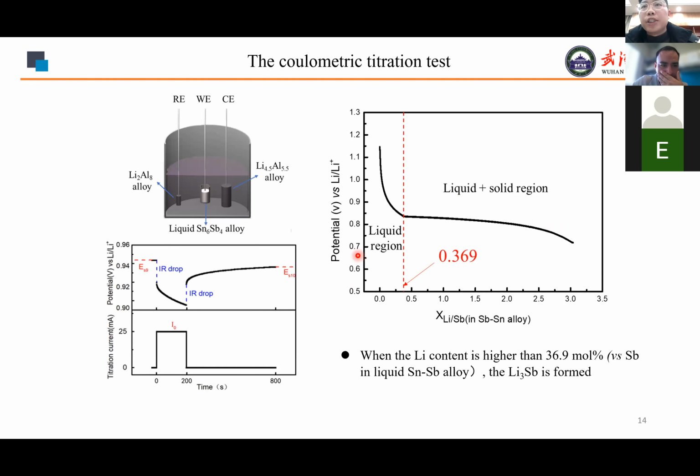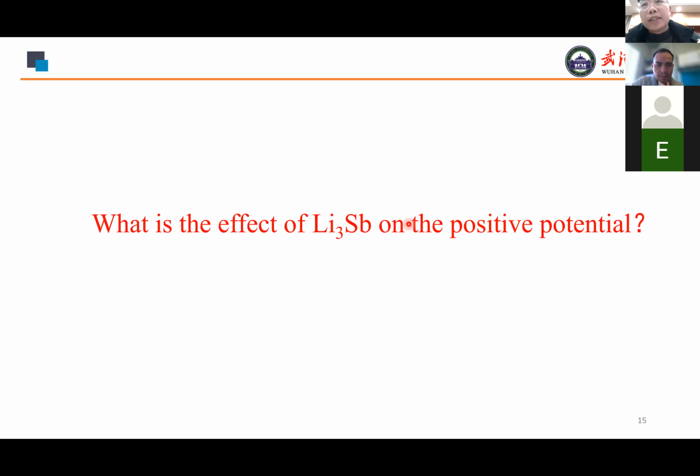By coulombic titration test, the curve of the equilibrium potential of the positive electrode with the lithium content is obtained. This point, which is the potential entering the plateau region, represents the formation of the lithium antimonide. What is the effect of the lithium antimonide on the positive potential?